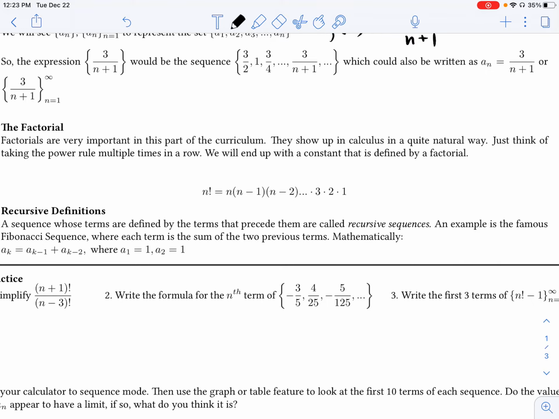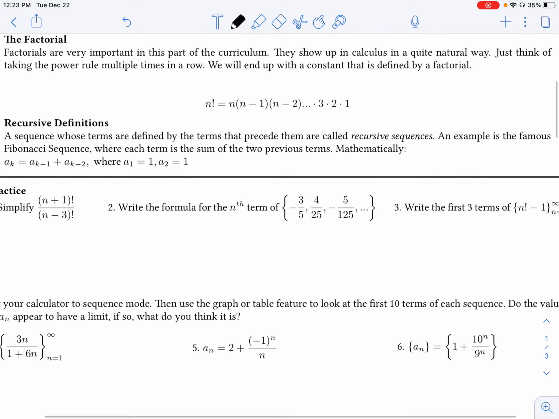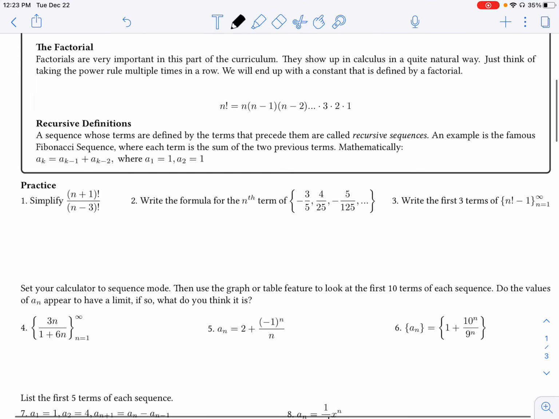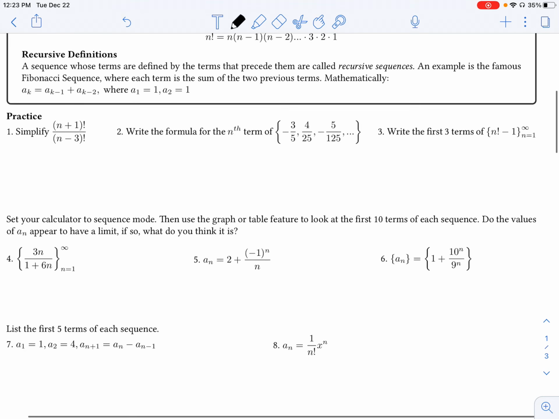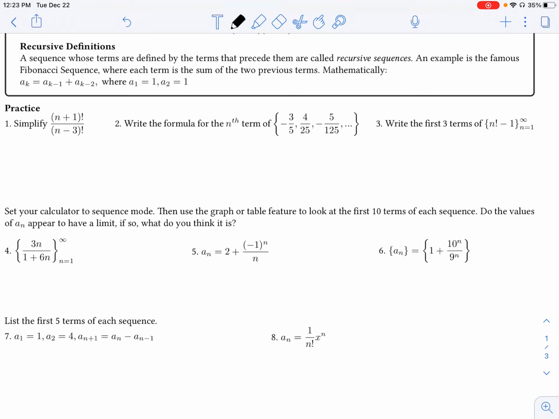Okay. Also, it's worth discussing real quickly the idea of recursive sequences. And those are simply sequences whose terms are defined by the previous terms or the terms that precede them. And the most famous example of this being the Fibonacci sequence, right? And there's a lot of really cool videos out there on Fibonacci sequences and how they relate to naturally occurring phenomenon, which I won't discuss too much right now, but definitely worth a look if you're interested.